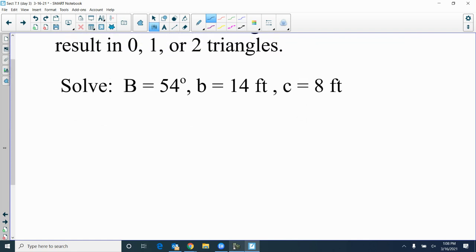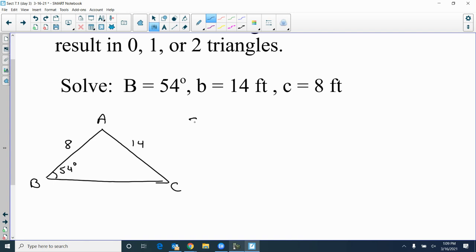All right, so angle B, no matter which angle they give me, I'm going to put it in the bottom left. If I only have one, that's 54. And then side B is 14, and I'm going to put 8 over here. The only thing I can solve for is angle C, so go ahead and solve for it, see what you get.